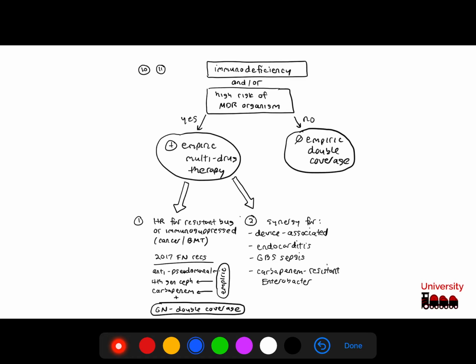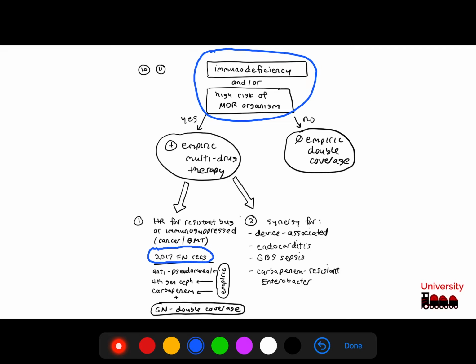Next recommendations from the campaign are that patients who have either immunodeficiency or high risk of multidrug resistant organism should receive empiric multidrug therapy. And so that is for two reasons. These patients who either are immunodeficient or at high risk of multidrug resistant organism can benefit from multi-drug coverage, and this comes mostly from the 2017 guidelines for treatment of patients with fever and neutropenia.